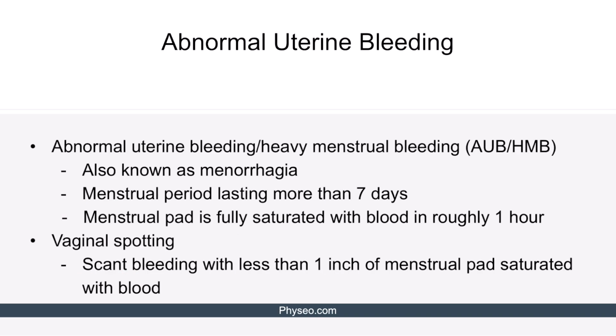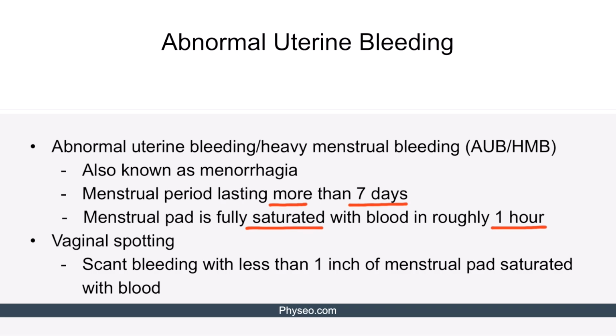Now let's talk about the abnormal amounts of menstrual blood flow. Heavy menstrual bleeding was previously known as menorrhagia. However, the term menorrhagia is no longer routinely used. But what qualifies as heavy menstrual bleeding? Well, this would be bleeding that lasts longer than 7 days. Also, you can diagnose this when the menstrual pad is fully saturated with blood in roughly 1 hour.